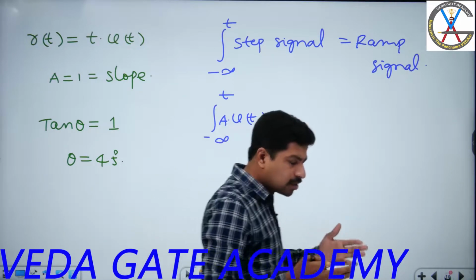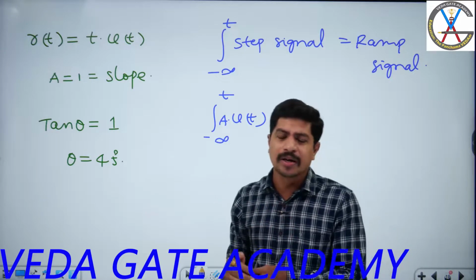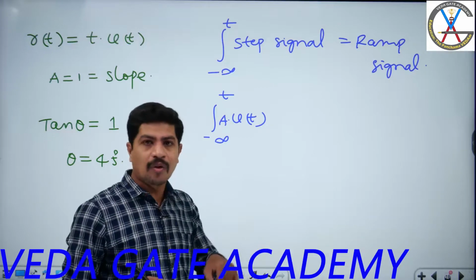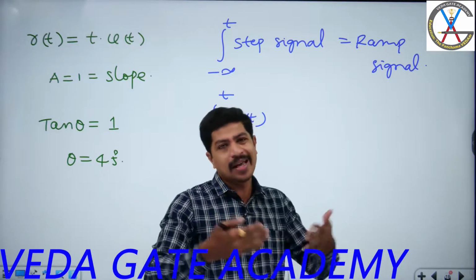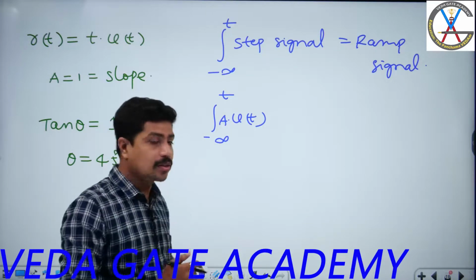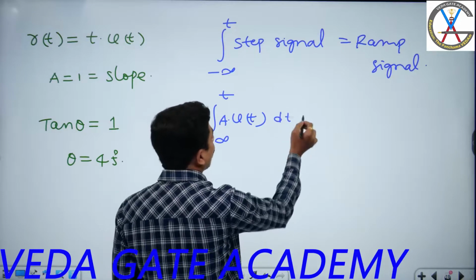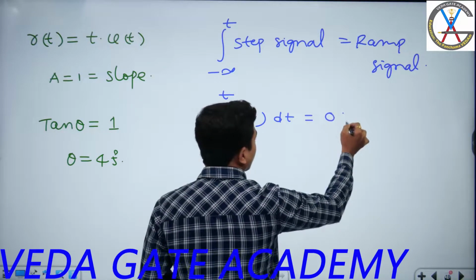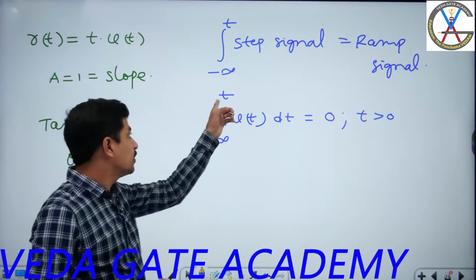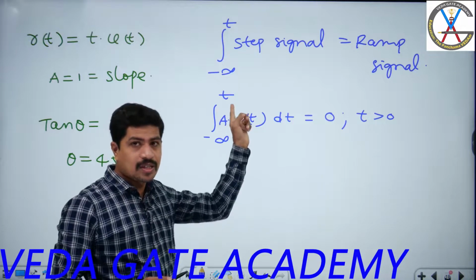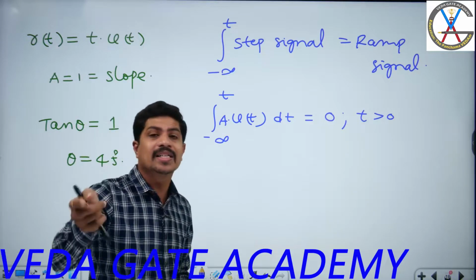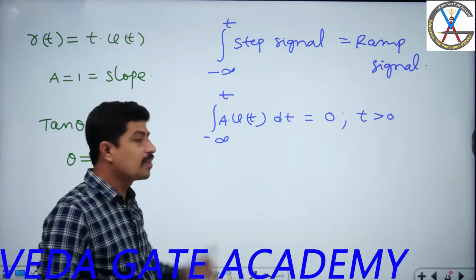See, many students will not remember this point. If I call it unit step, then it is u of t. If I call it step, its height may be any value. Please be careful about these points. Integral of a into u of t dt is equal to 0 if you are integrating up to some point where t is less than 0. Then definitely this will be 0, because u of t is 0.